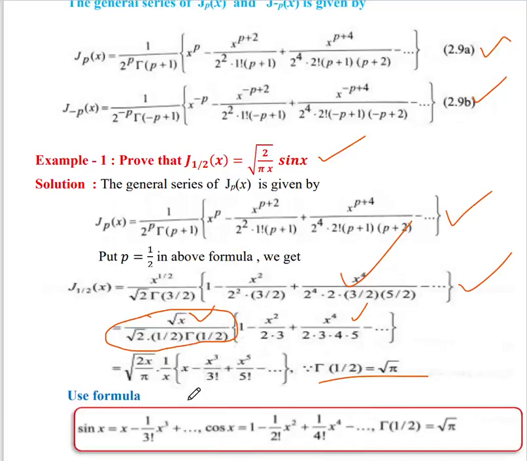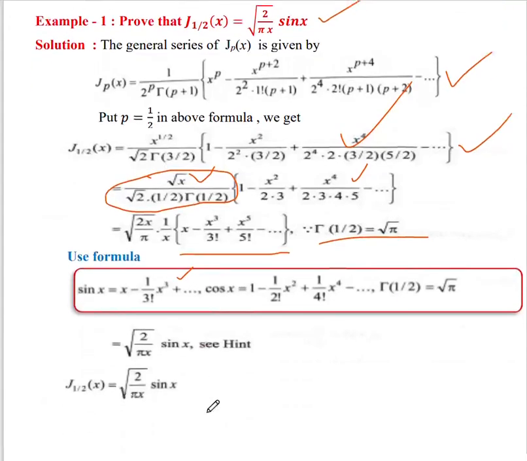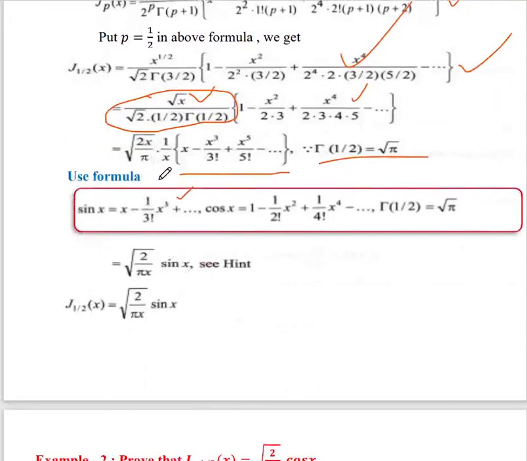We know that this is the formula of sin x. So using this formula, x minus 1 by 3 factorial x cube plus x to the power 5 upon 5 factorial is sin x. Putting this in, the given term can be written with this x and this root x becoming root x, so this is 2 upon root pi x, and this is nothing but sin x. So this is the result.